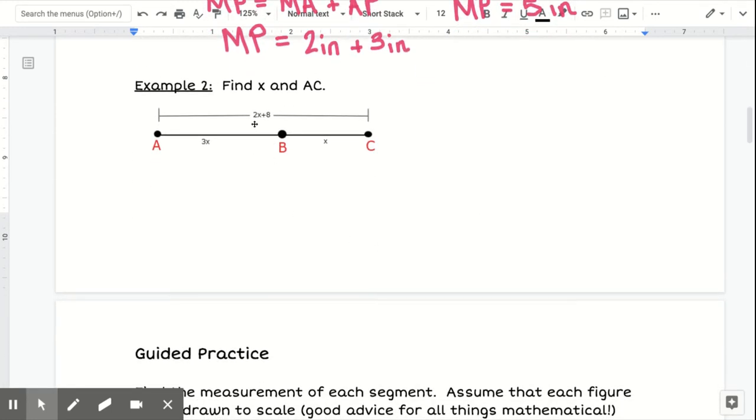Okay, next up, I've got a similar kind of problem here, except this time we're introducing a little bit of a variable in there. So they want us to find both x and the measure of the length of AC. So here I've got a picture. I see that point B is between point A and point C. The length of the entire segment, so AC, well, let's start off with this. I know from my statements above that AC is equal to AB plus BC.